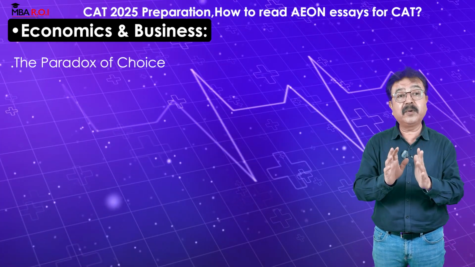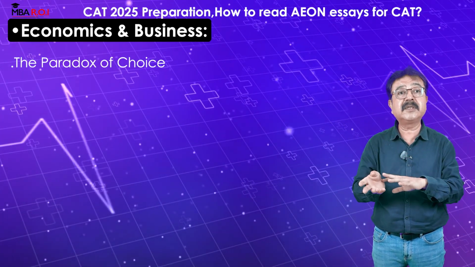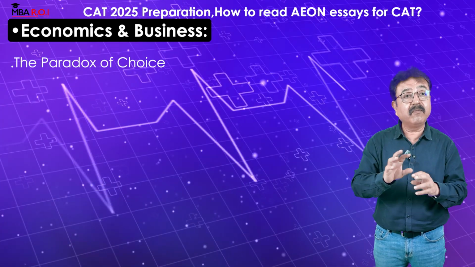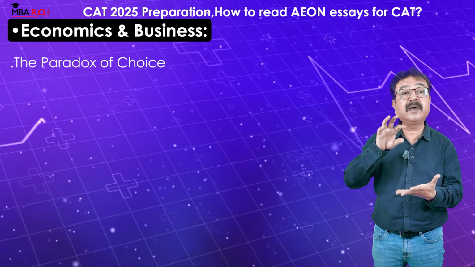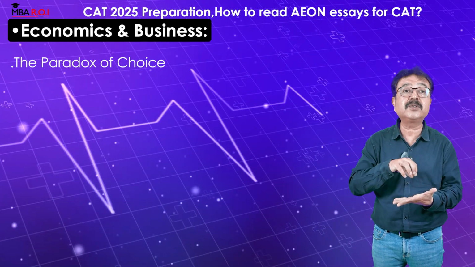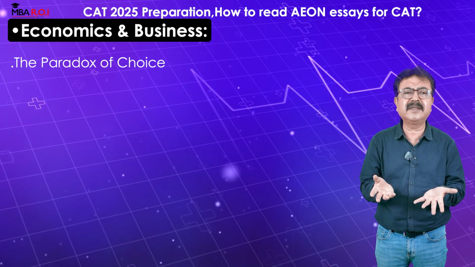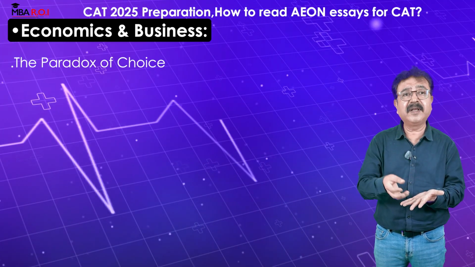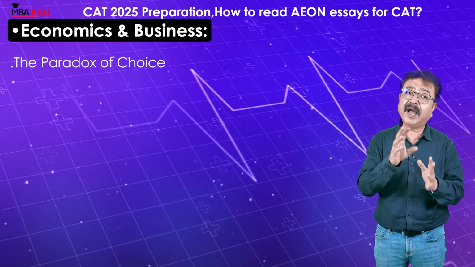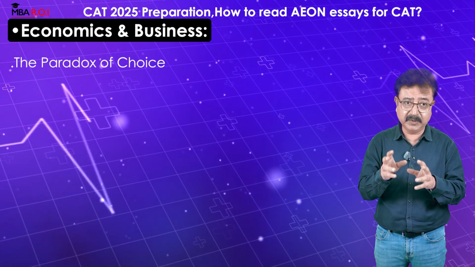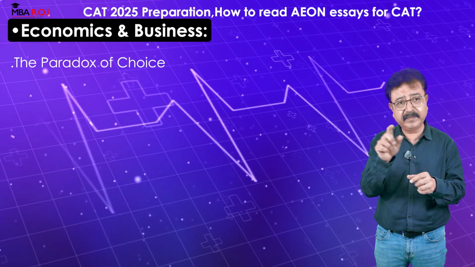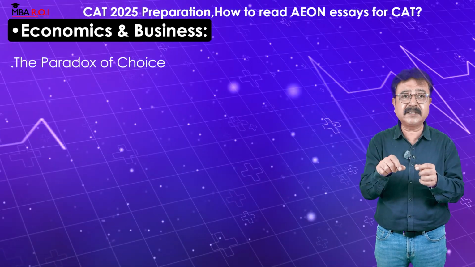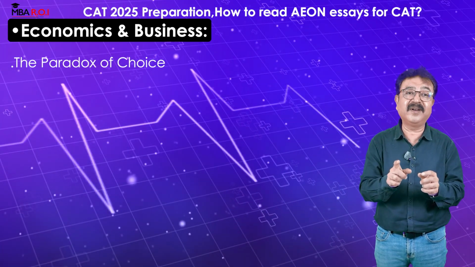In the economics and business category, there is a very beautiful article, The Paradox of Choice. Why the economy comes and the economy goes down. What is the reason for great prosperous nations to fall? A number of articles are there. So please make sure that you are reading variety. I have given you some variety or some list, but this is not all.